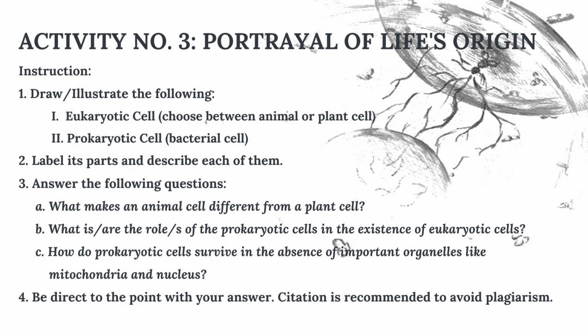3. Answer the following questions. A. What makes an animal cell different from a plant cell? B. What is or are the role or roles of the prokaryotic cells in the existence of eukaryotic cells? C. How do prokaryotic cells survive in the absence of important organelles like mitochondria and nucleus?